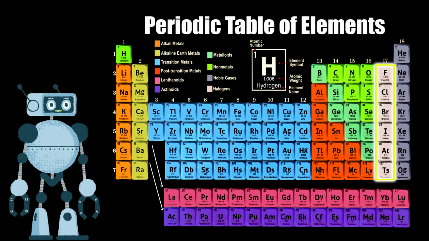Halogens are found in group 17. Characteristics: very reactive, especially with alkali metals. Examples: fluorine, F, chlorine, Cl, and iodine, I.